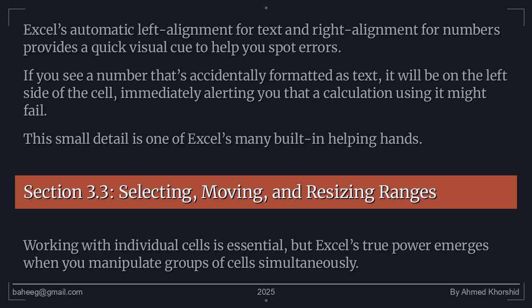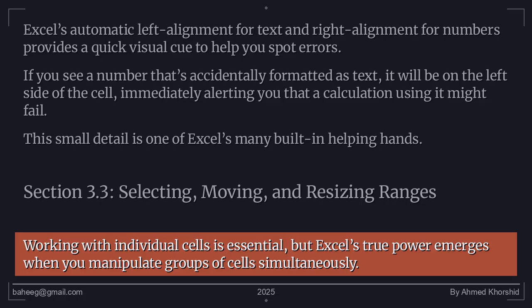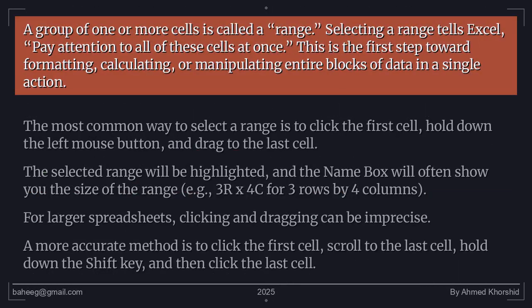Section 3.3 Selecting, Moving, and Resizing Ranges. Working with individual cells is essential, but Excel's true power emerges when you manipulate groups of cells simultaneously. A group of one or more cells is called a range. Selecting a range tells Excel, pay attention to all of these cells at once. This is the first step toward formatting, calculating, or manipulating entire blocks of data in a single action.